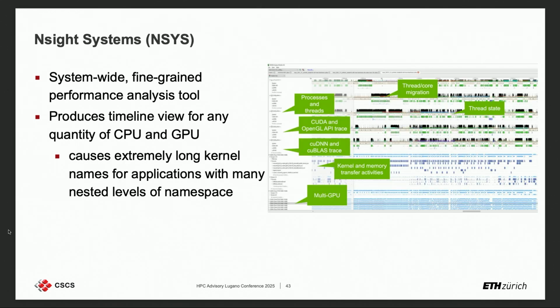Looking at these systems, I'm just going to point out we did not choose any of these for the GPU saturation score. Regarding Nsight Systems, it's a system-wide, fine-grained performance analysis tool, but for our needs, it just produces too much data. It produces a timeline view for any quantity of CPUs and GPUs, and it can lead to extremely long kernel names for applications with many nested levels of namespaces. The image is from the NVIDIA blog, and you can see what the interface looks like.